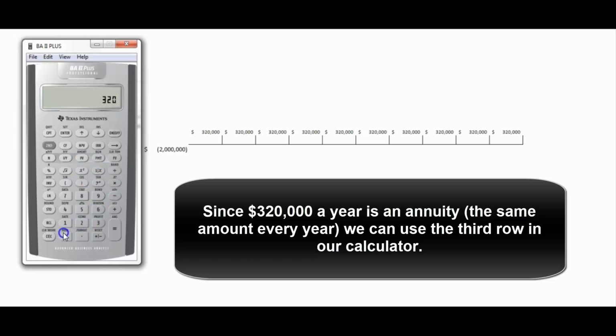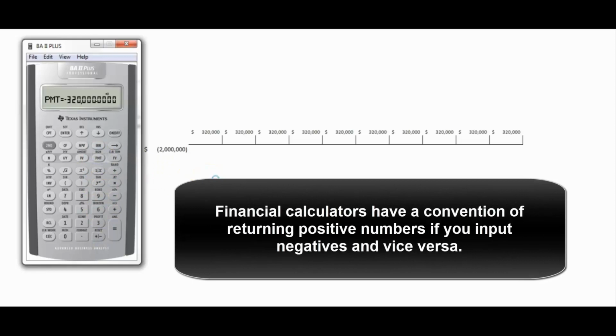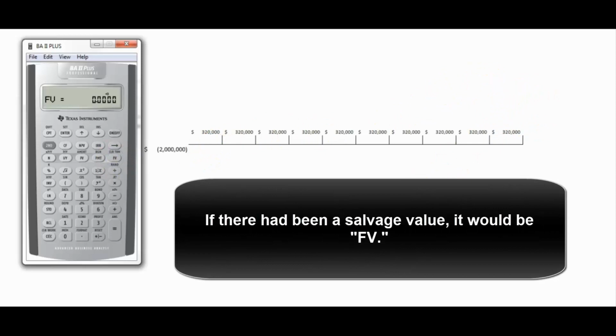The payment is $320,000. Let's change that to a minus, just because when you put in negative numbers in a calculator, it throws out positive numbers when it comes to time value calculations. There's no future value because there's no big lump sum here at the end when we sell this thing out. It's got zero salvage value.